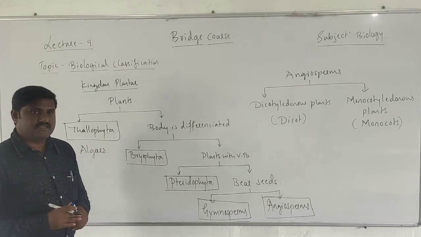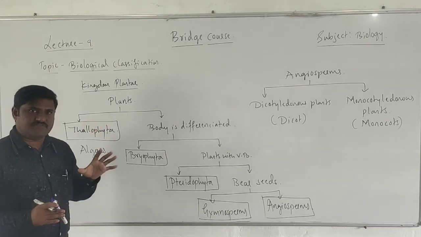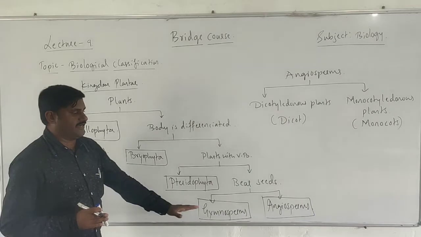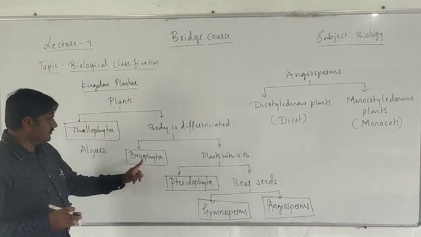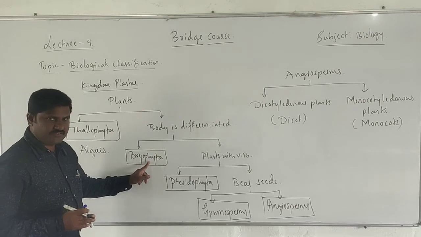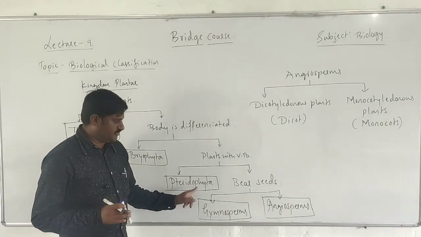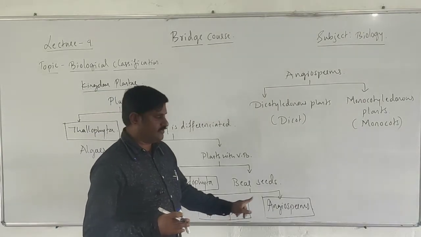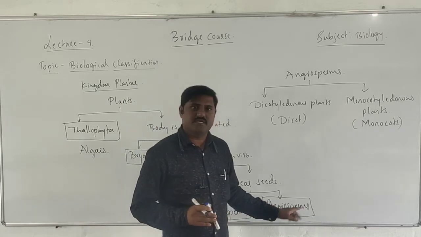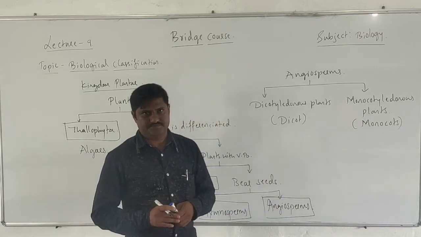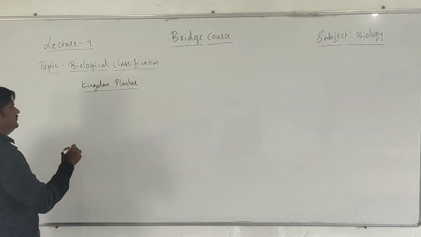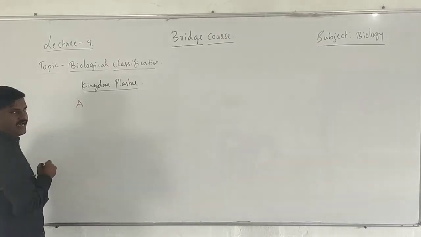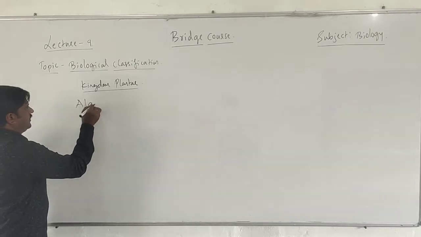Let us study one by one the characteristic features of different groups of plants. So here first one is Halophyta. Here we study algae. Next one Bryophytes, Reproduction, gymnosperms, angiosperms. Let's start Halophytes. In Halophytes we study algae.